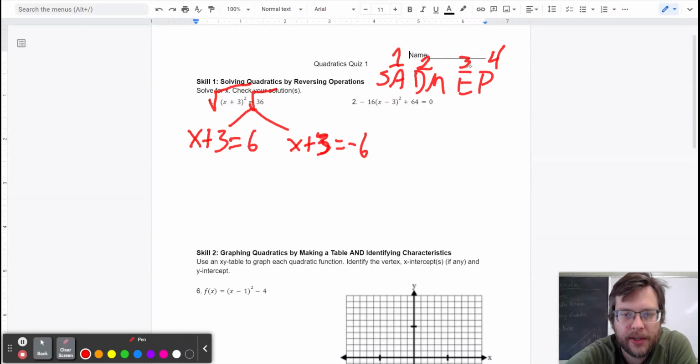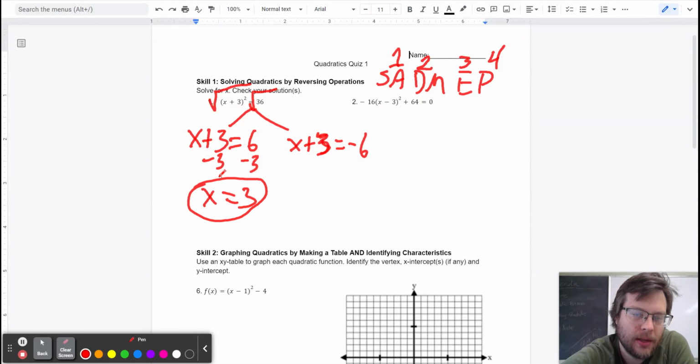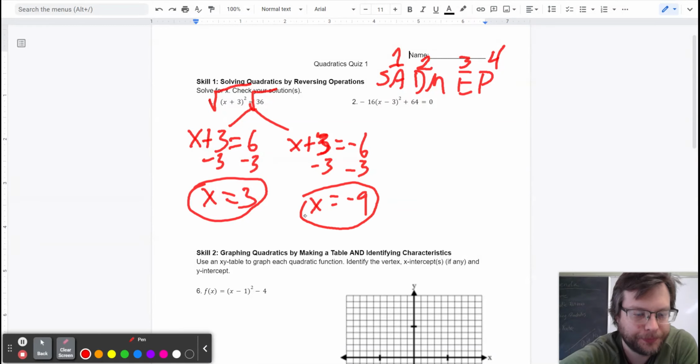After you do exponent, that's the E, the last thing is P for parentheses. And what that means is whatever was inside the parentheses. When I take the square root, I don't have the parentheses anymore, but I have the plus 3. x plus 3 was what was inside the parentheses. And so the opposite of plus is minus. So I go minus 3, minus 3. And I get my two answers, x equals 3 and x equals negative 9.